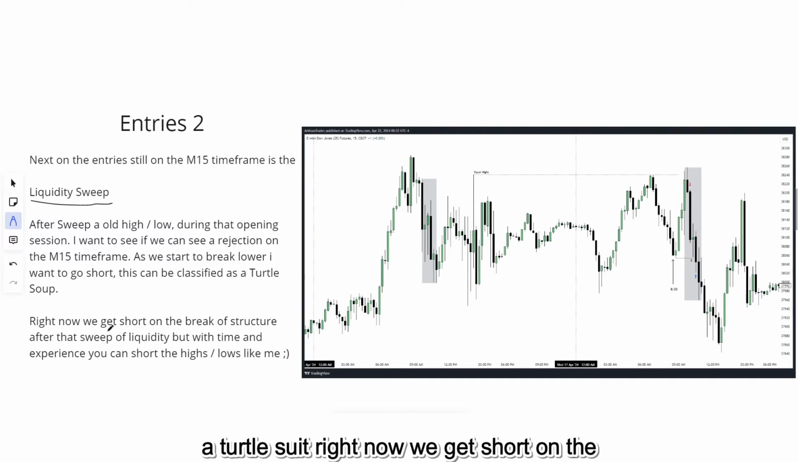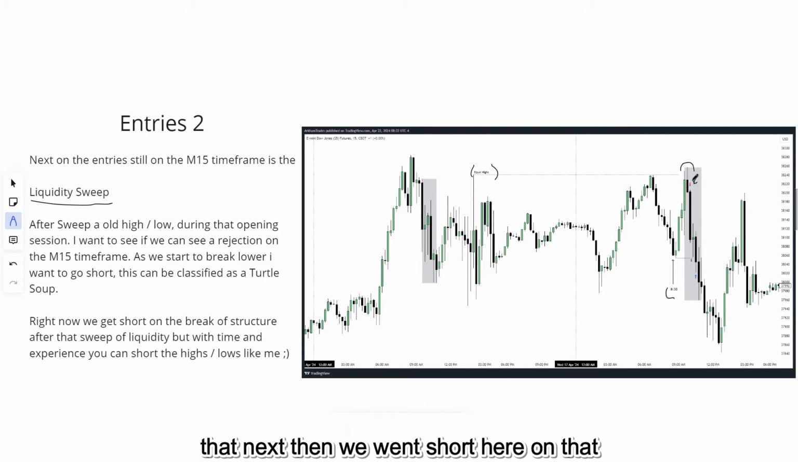Right now, we get short on the break of structure after that liquidity sweep, but with time and experience, you can eventually short the highs or lows like me, but that takes a lot of time and experience seeing the marketplace. We have here that 830 Judas swing. We came above these equal highs like we mentioned earlier. Then we gave this reversal pattern. We'll talk about that next.